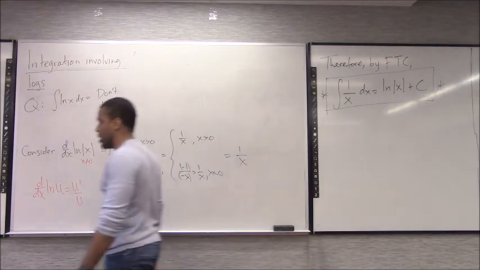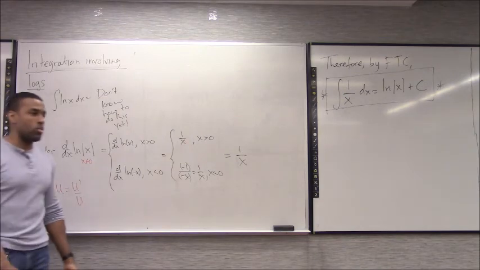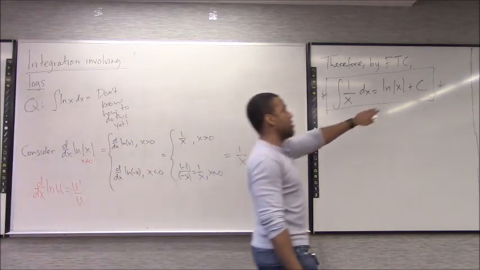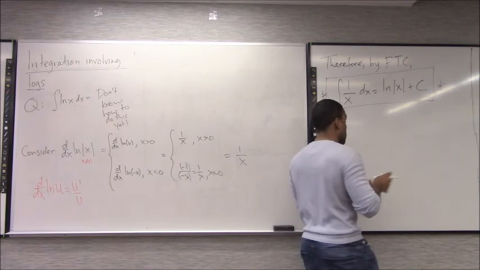So the derivative of ln x is 1 over x, but the integral of 1 over x is actually ln of absolute value of x. Yes, the absolute values are important.